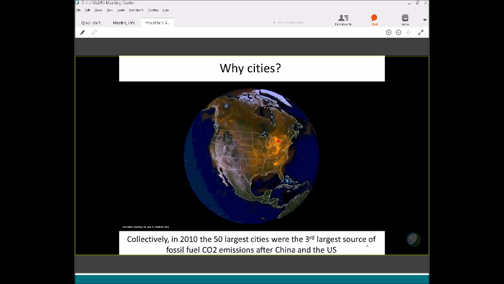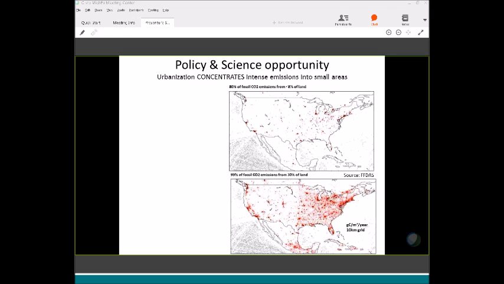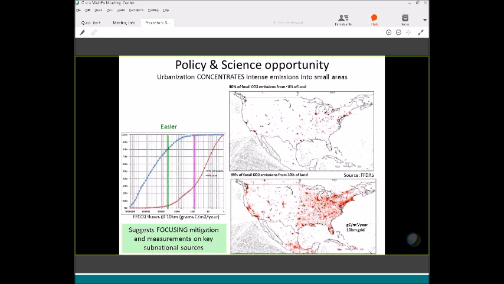And to be a little bit more specific, if you're trying to look at most of the emissions, that's what this bottom figure on the right shows. Let's say you wanted to look at 99% of the fossil fuel CO2 emissions in the U.S. You'd have to look at a map that looks like the bottom right-hand figure. You'd have to cover about 33% of the land. But if you could be satisfied with only getting 80% of the net emissions, then you'd only have to look at the top figure, only about 3% of the land.